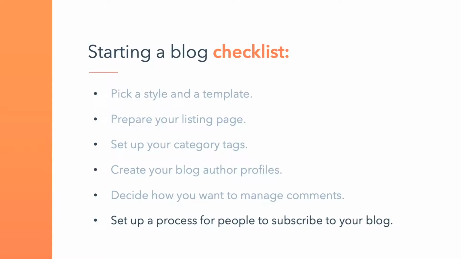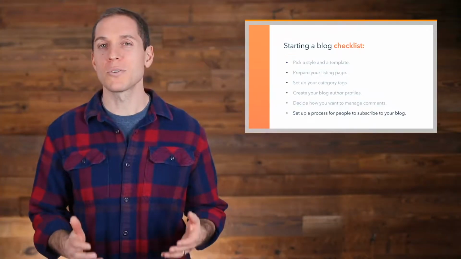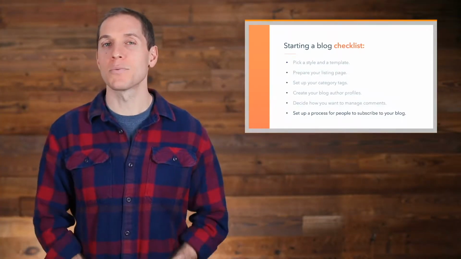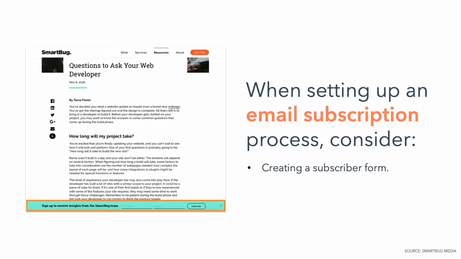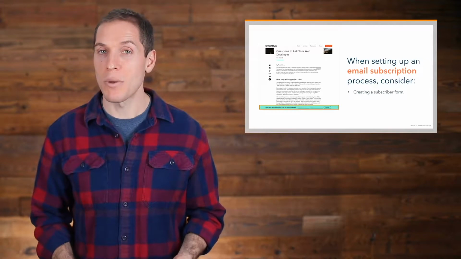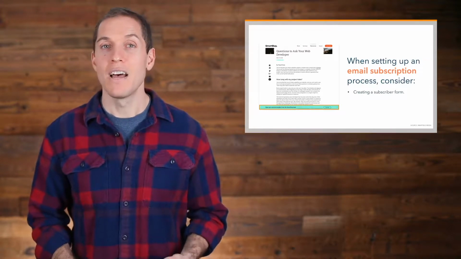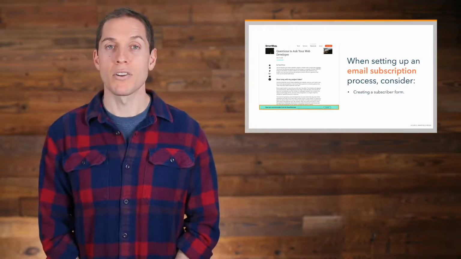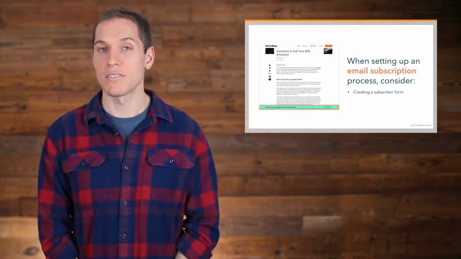And lastly, make sure you set up a process for people to subscribe to your blog. This process is twofold. You'll want to create subscriber forms and create subscriber emails. Let's start with creating a subscriber form first. Subscriber forms allow your readers to quickly provide their email address to sign up for your email newsletter. If you're just getting started and are unsure about email frequency for your newsletter, then consider offering a monthly newsletter roundup of your blogging content to your audience.